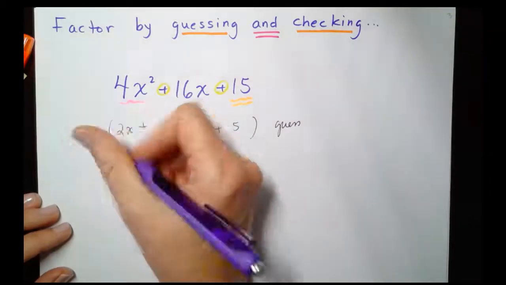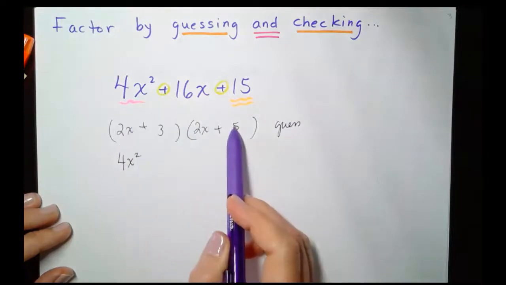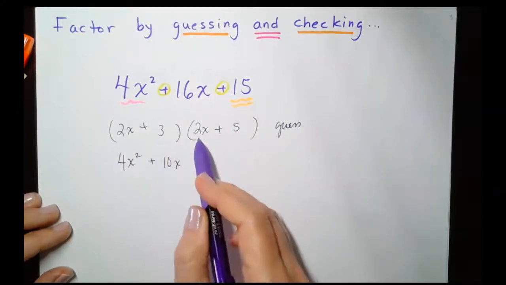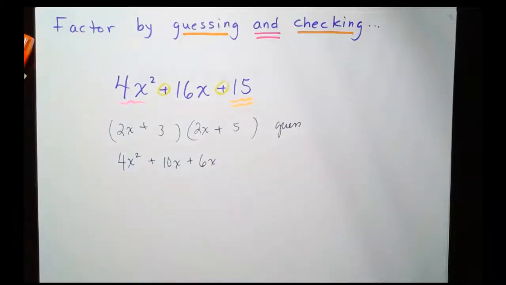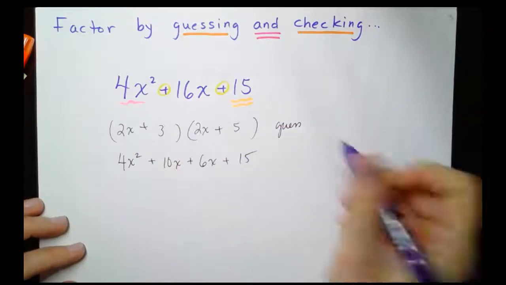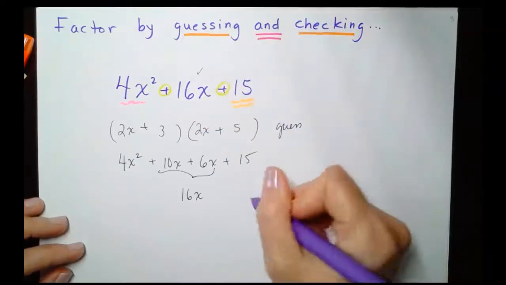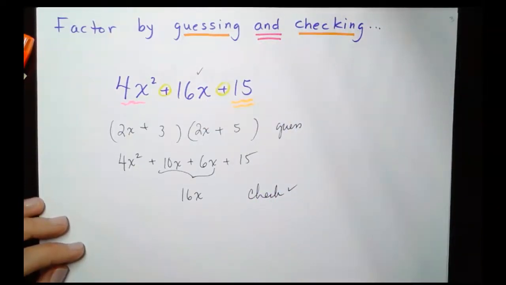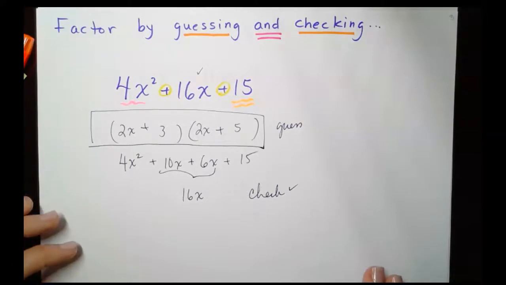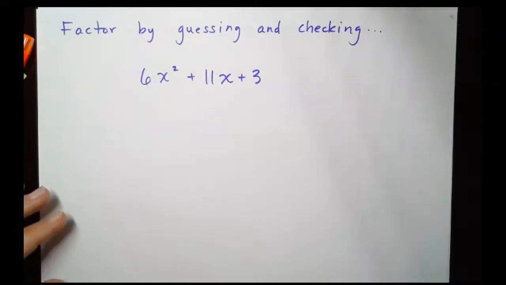2x times 2x is 4x squared. That's first sides. Outsides, 2x times 5, plus 10x. Insides, 3 times 2x, plus 6x. Next, last sides, 3 times 5, right there, plus 15. Check those middle terms. We do indeed get 16x. That's what we wanted. Therefore, our check verifies our guess. And that is our answer. 2x plus 3 times 2x plus 5. We factored by guessing and checking. Let's do it again.